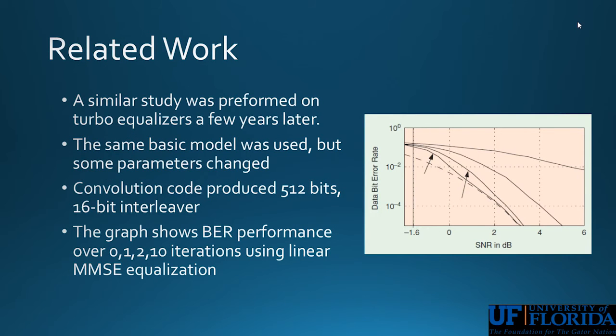Now on to related work. A similar study was performed on turbo equalizers a few years later. The same basic model was used, but some parameters changed. For example, the convolution code produced 512 bits, and a 16-bit interleaver was used. However, the same MMSE equalization method was used, here showing the performance of BER over 0, 1, 2, and 10 iterations. So a similar study with similar results.